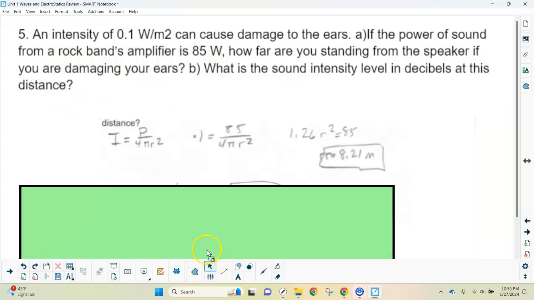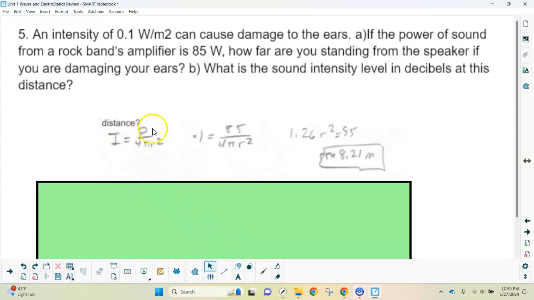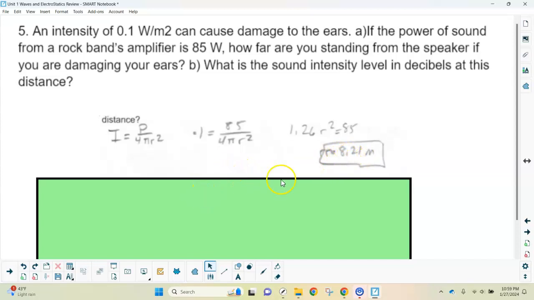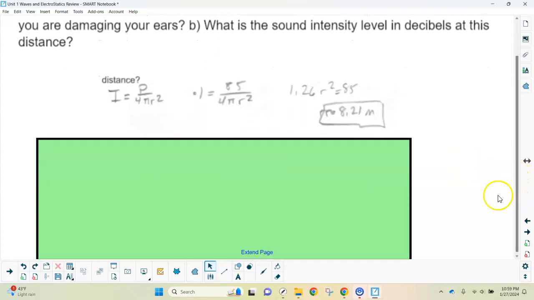So in this one, you're going to use the intensity equation. So intensity is power divided by 4 pi r squared. Power is 85. 4 pi is a constant, r is the distance, and then I is the intensity, so that's the 0.1 number. So you just solve this out, so I would multiply both sides by 4 pi r squared, so you get 1.26 for 4 pi times 0.1, and then r squared equals 85, and then you divide by 1.26 and then take a square root, and you should get 8.21 meters. So that's how close you are standing next to the speaker. You're only 8.21 meters away.